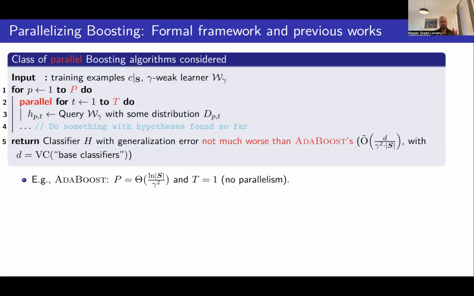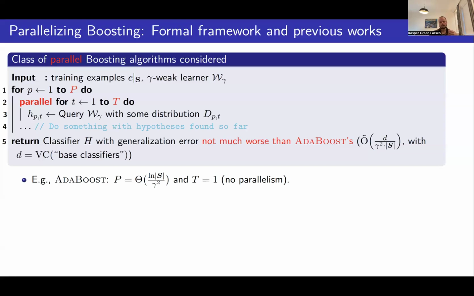Right. So maybe just to recap some of the known algorithms, if you look at AdaBoost that we sketched before, what is known is that if you want to get the optimal generalization error, you have to run AdaBoost for around log of the training dataset size over gamma squared rounds. And in every round, you just train one classifier, one weak learner. So there's no parallelism at all here.